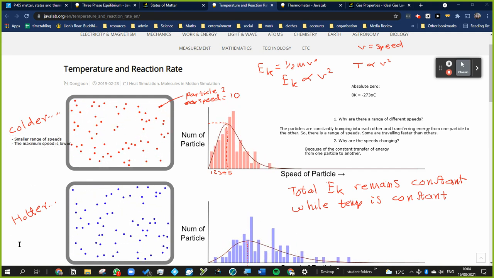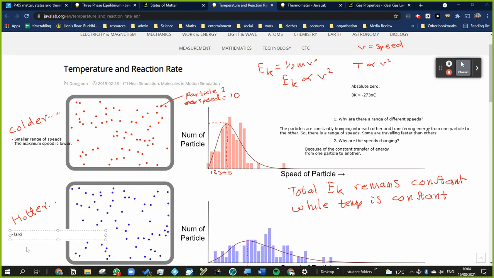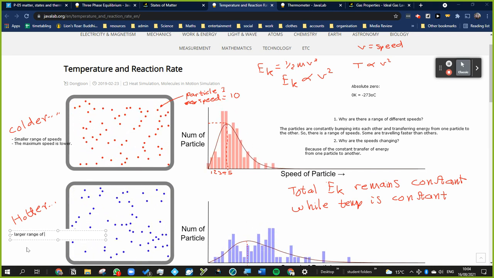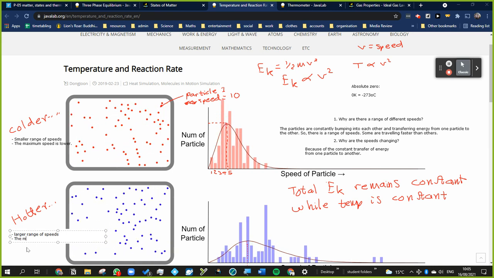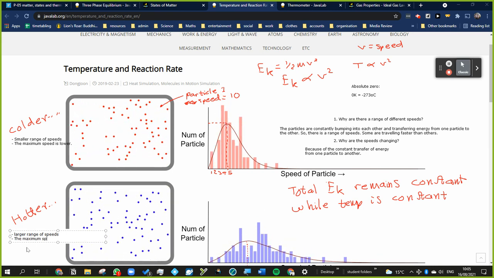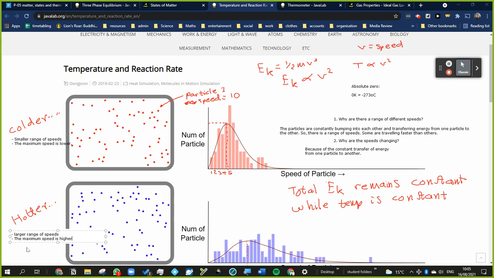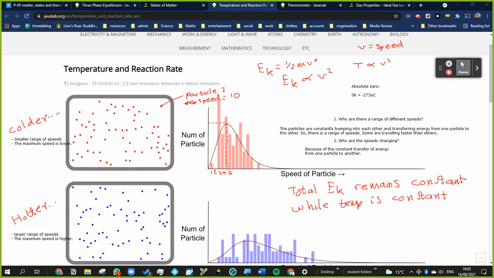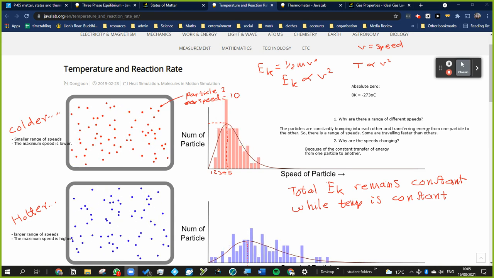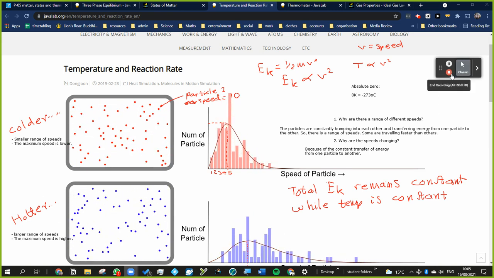And then hotter, we have a larger range of speeds, and the maximum speed is higher. Okay, happy with that? Okay, so let's stop that, and we'll save that video too.